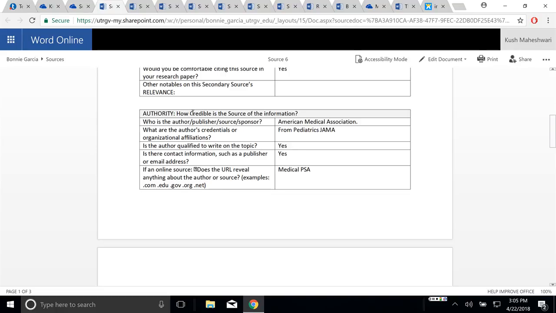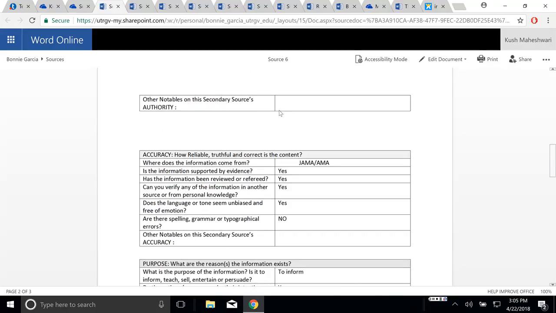Authority: how credible is the source of the information? That's kind of what we started off with. It's basically, is there a conflict of interest? Who is publishing this? Are they claiming to be very educated? Stuff like that. And we have to make sure that their claims are substantiated. If they claim to have a PhD, where did they receive it from? Did they actually go through and finish it? Et cetera, et cetera.